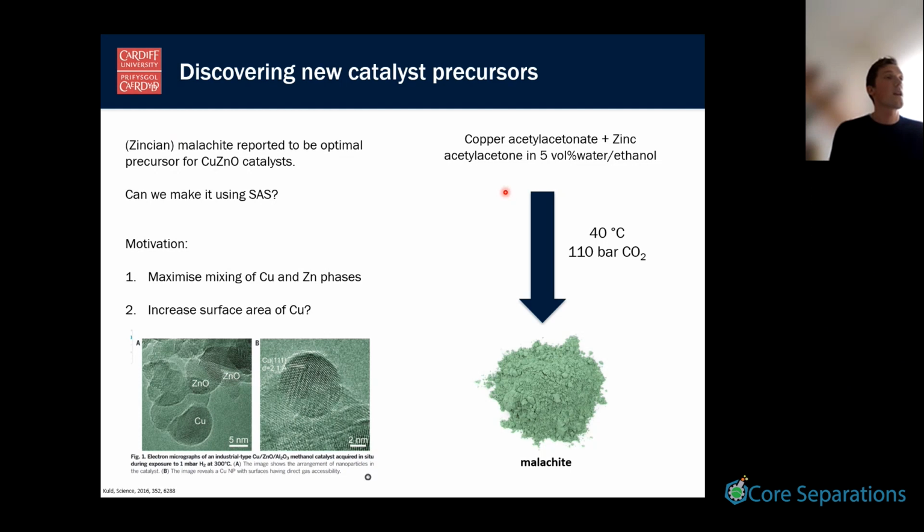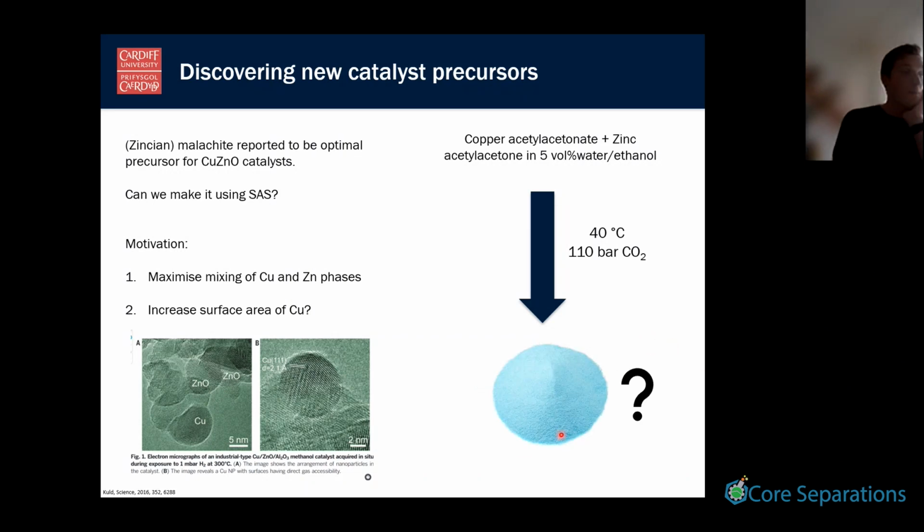So the SAS preparation involved using copper acetate and zinc acetate, 40 degrees, 110 bar of CO2, and some 5% water in ethanol. So the idea, we'd run these through, we'd spray this powder through a coaxial nozzle, and we'd form malachite. But actually, what we found was we made a blue powder. And this is very unexpected.